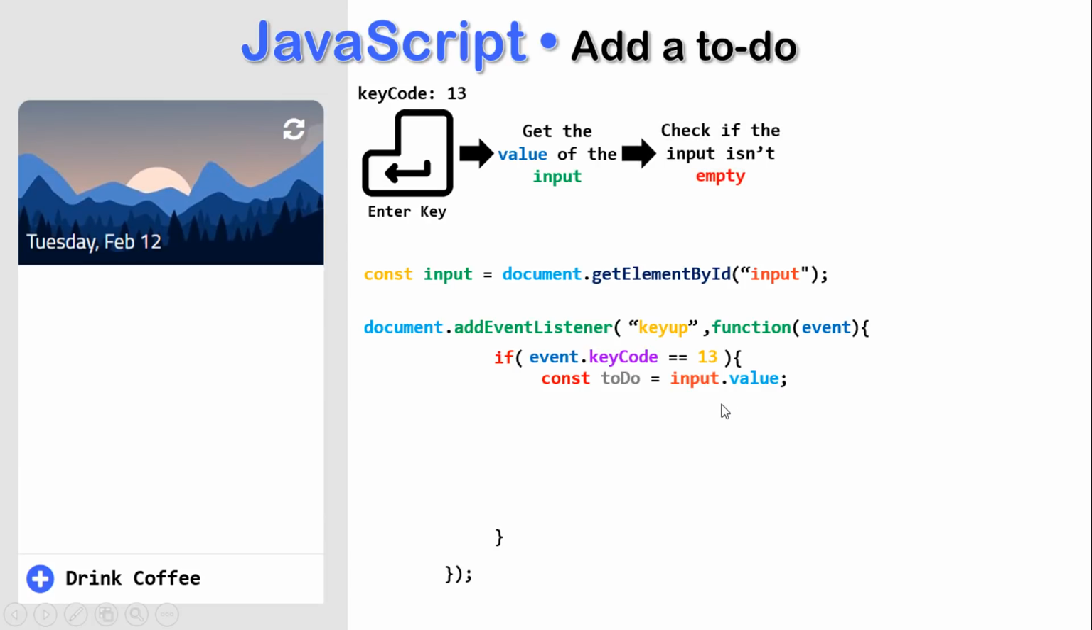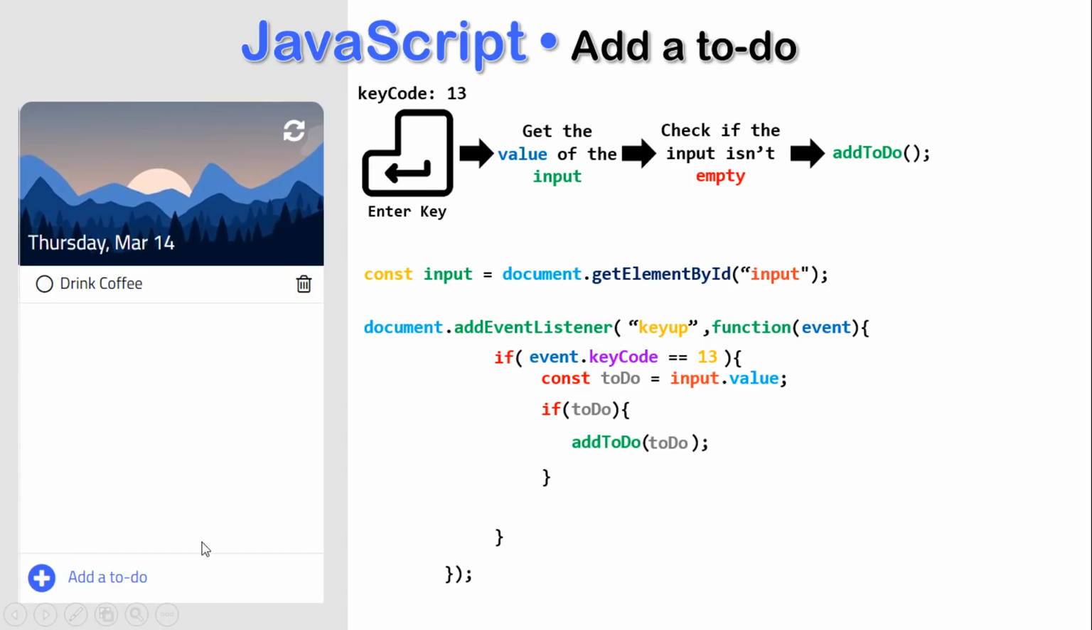So now we need to check if the input isn't empty, if the user really filled the input or not. So we'll say if toDo. Now if the string toDo here is empty, it will return false, which means we won't run the code inside the if statement. And then inside our if statement, we will call the function, so we'll say addToDo, and we pass in our toDo variable or string. The last thing we need to do is to make the input empty. So we need to say input.value equals an empty string.